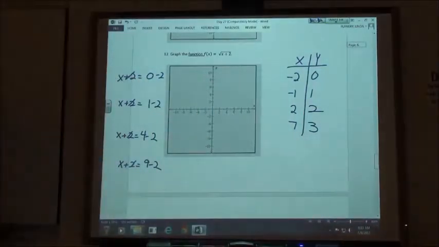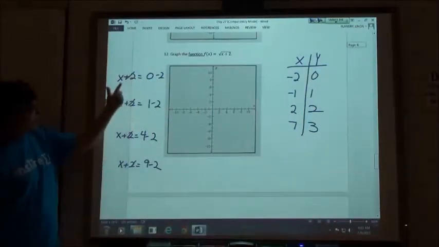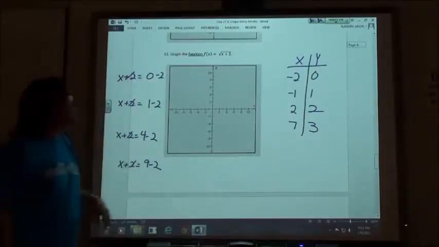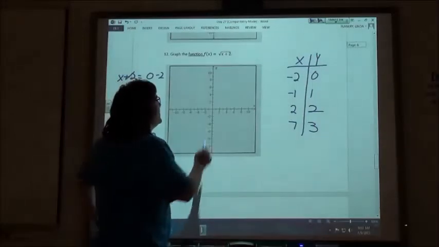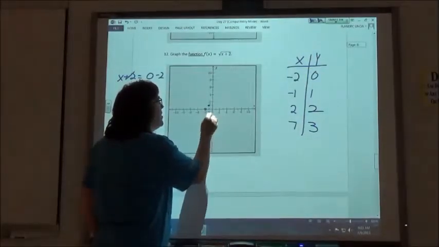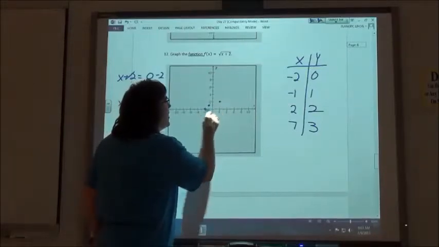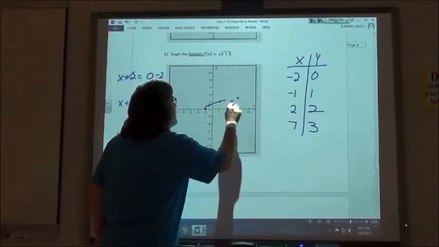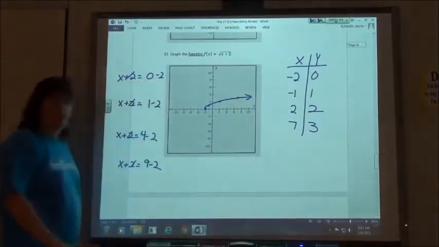So we get nice perfect squares underneath there by setting them equal to the perfect squares and then doing our adding or subtracting, and then we can plot our points. So -2 is up 0, -1 is up 1, 2 is up 2, and 7 is up 3. And our square root function looks something sort of like that.